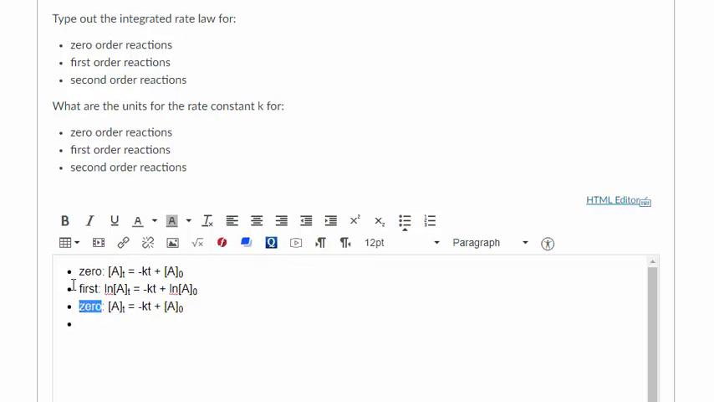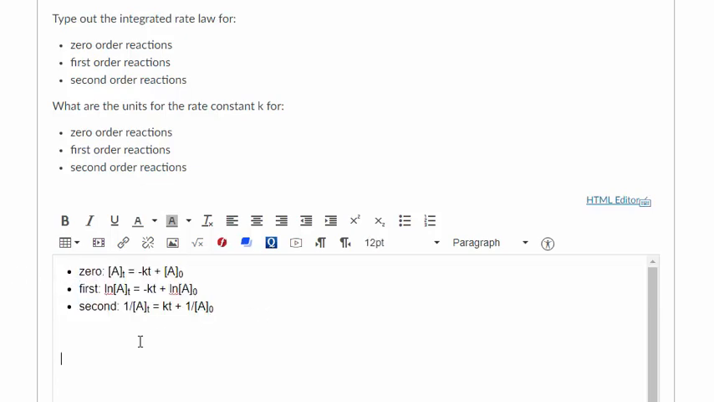And then my second order is going to be the reciprocal. So I put 1 over. I have to remove that negative sign. And that's how you can remember all 3 of your integrated rate laws.